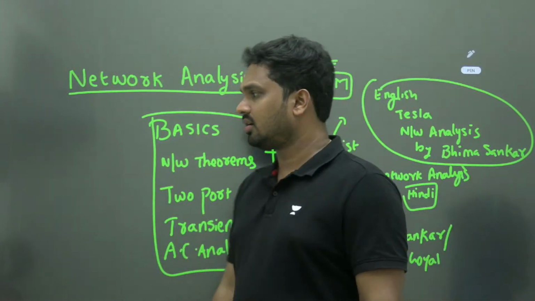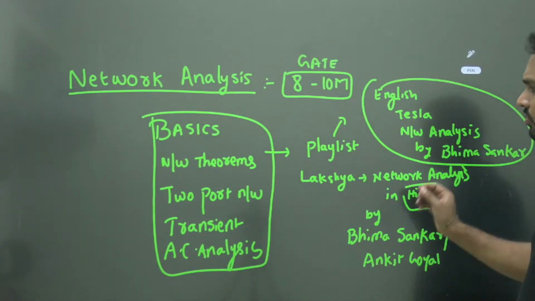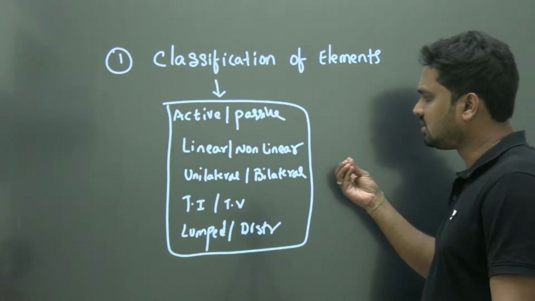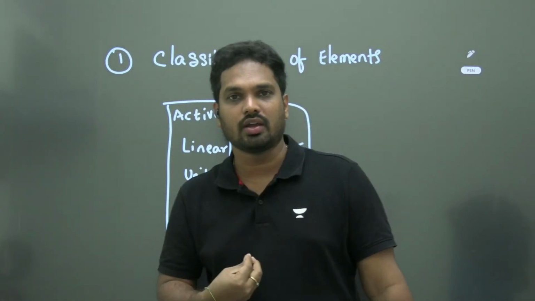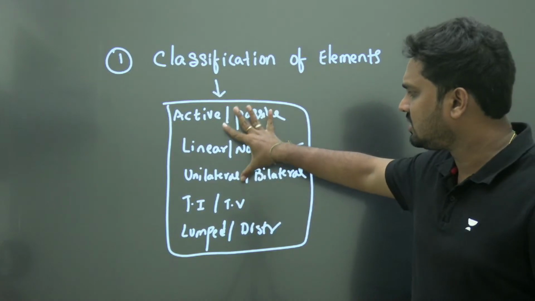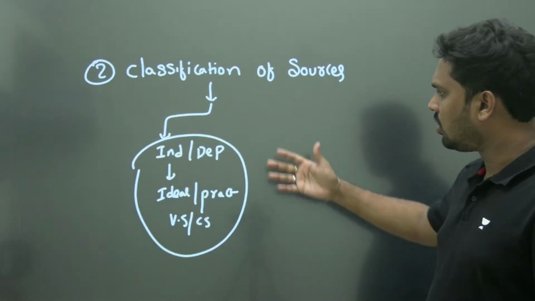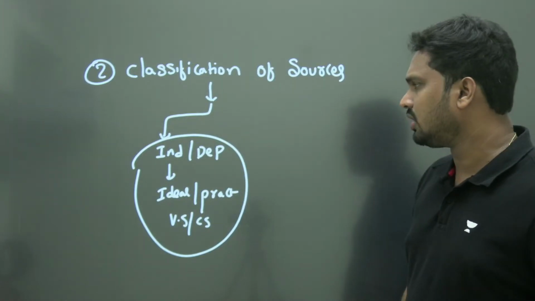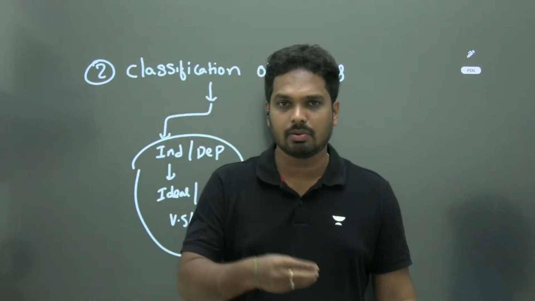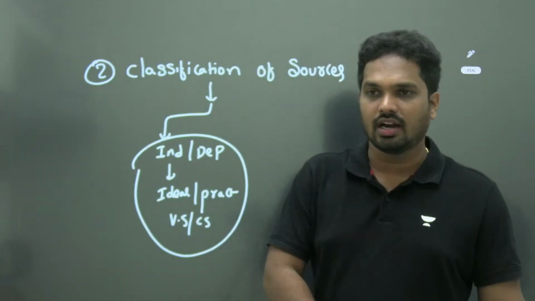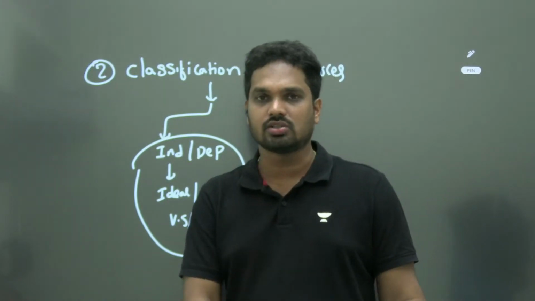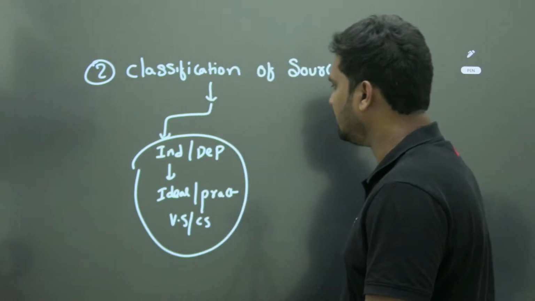Okay, yesterday's class I am revising a little. This is the syllabus of network analysis, and this is the classification of elements which we discussed yesterday. I haven't discussed everything, I just gave the outline here, and also independent, dependent, ideal, practical voltage sources. If you want the full content, go to the Lakshya Creatrix channel playlist. Network analysis, my full course is already available for you. In the Tesla batch, this network is already available in English and Hindi.